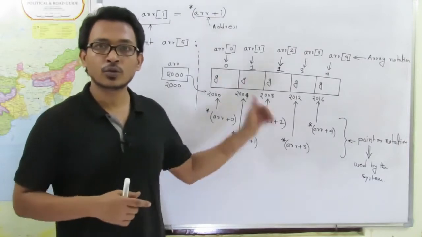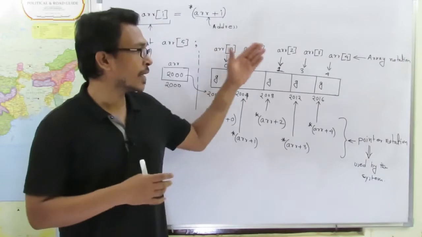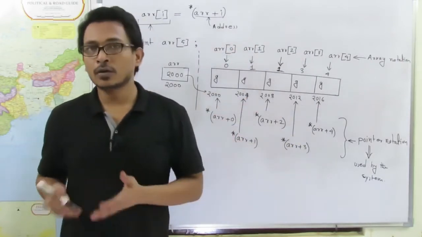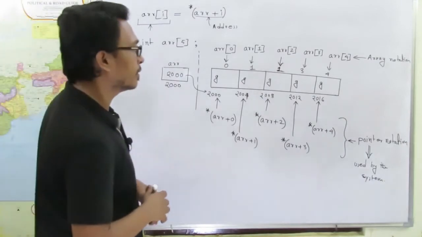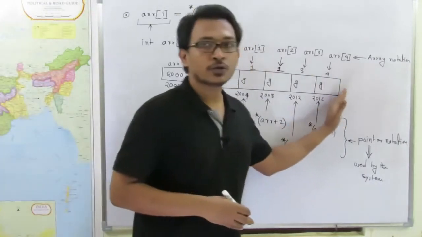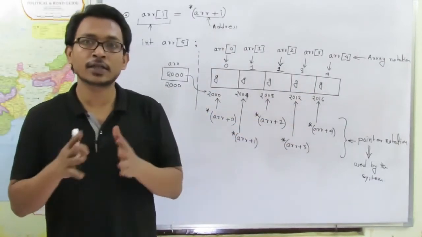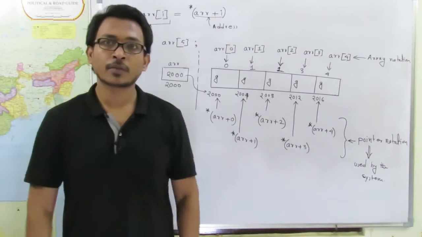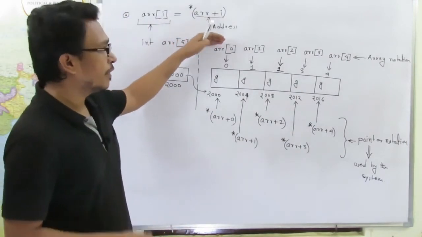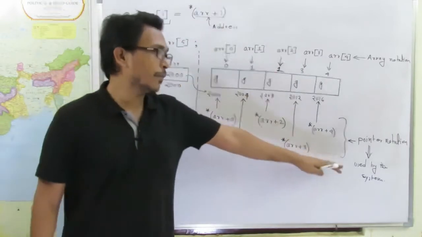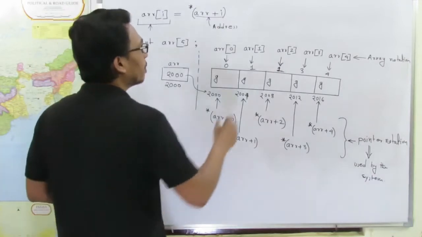Any one of these two notations we can use, or we can use a combination of array notation as well as pointer notation. Clear? Now how can we assign values to all these array elements or array blocks? With the help of this instruction, with array notation or with pointer notation, we can do it. So let's take some examples and see how the system will do it.